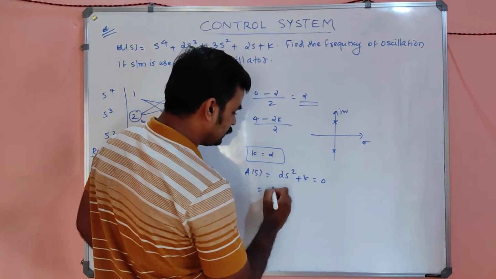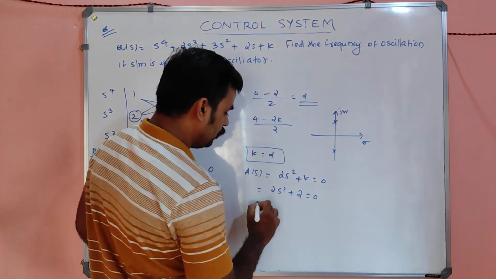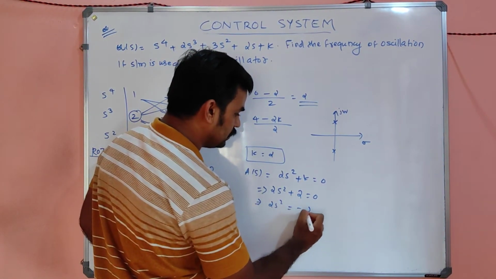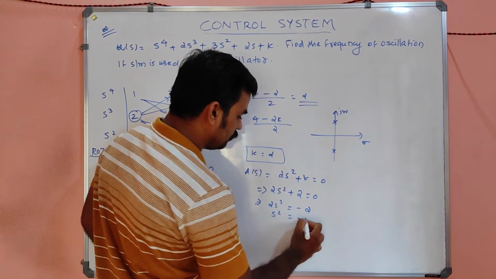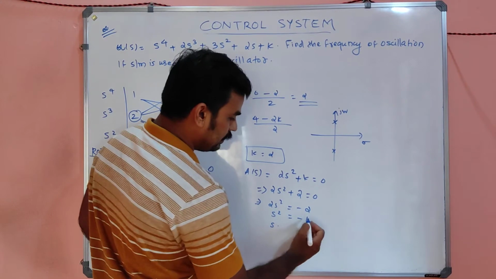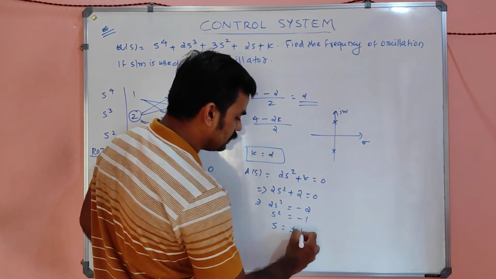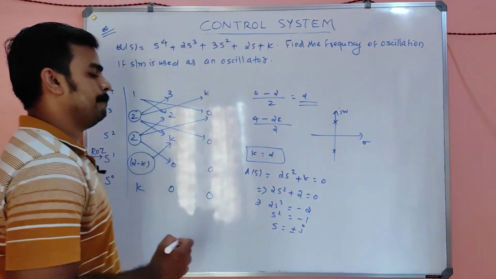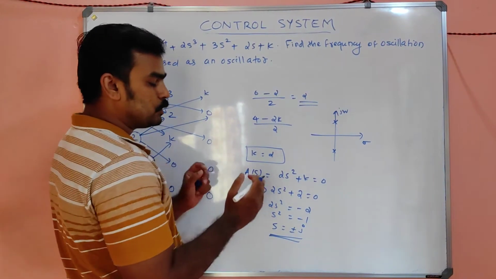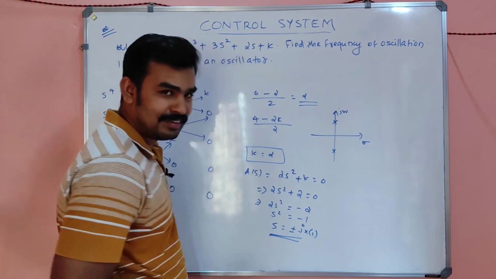Or I can say that 2s square plus k, whose value is 2, equal to 0. Or 2s square equal to minus 2, or s square equal to minus 1. Correct now, my dear? So I can say that s equal to plus or minus j. This plus or minus j means plus or minus j into 1.